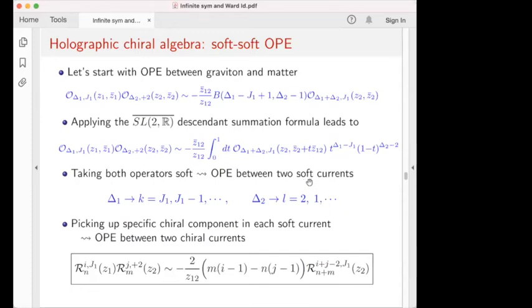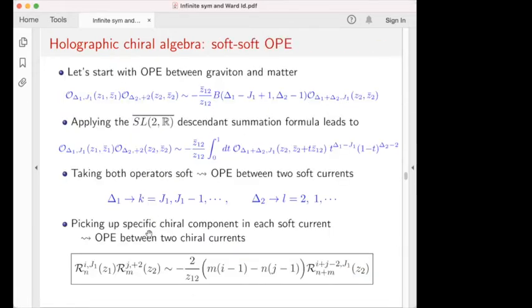As I said before, these soft currents can be decomposed into chiral currents. So we can pick up specific chiral components by considering the coefficient of z bar to some power. And then we will find the OPE between two chiral currents. If you do this computation, you will find this formula. Here we have this graviton chiral current, and this is the matter chiral current, and this gives us another matter chiral current. This is the coefficient, with some simple power.